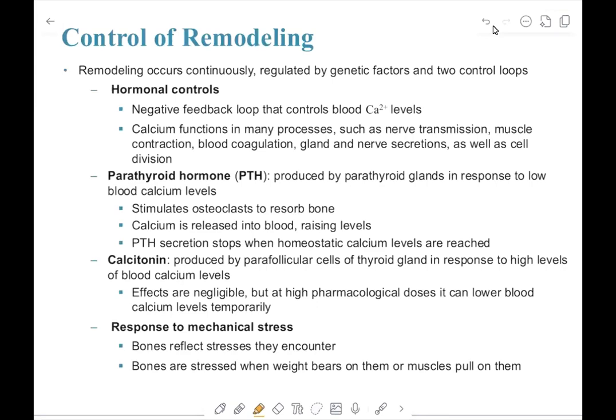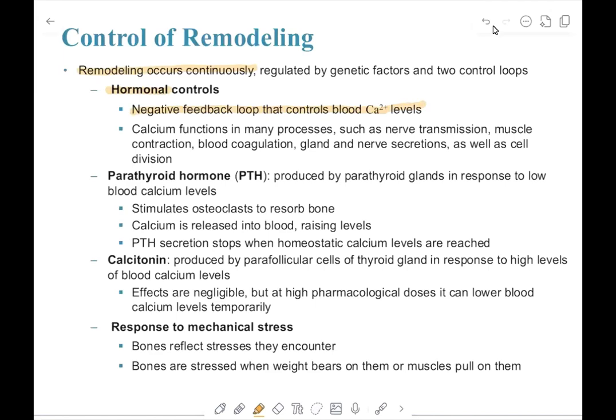So remember, now we're on the third part of ossification. This is what occurs from adulthood, the rest of our life. So the remodeling is going to occur continuously, and we've already learned that it's regulated by mechanical signals, but it's also regulated by hormonal controls. These are negative feedback loops that control blood calcium levels.